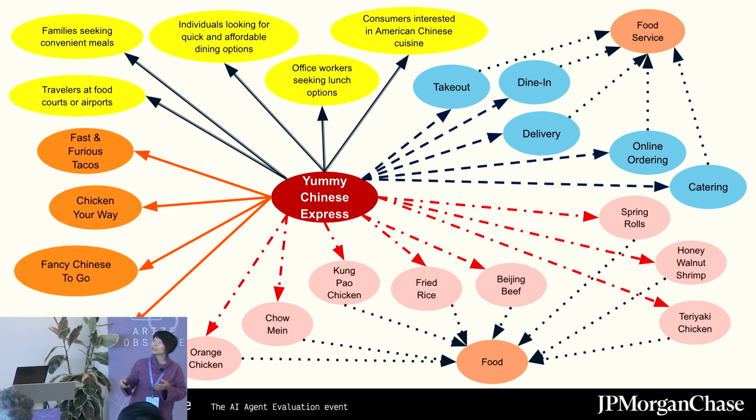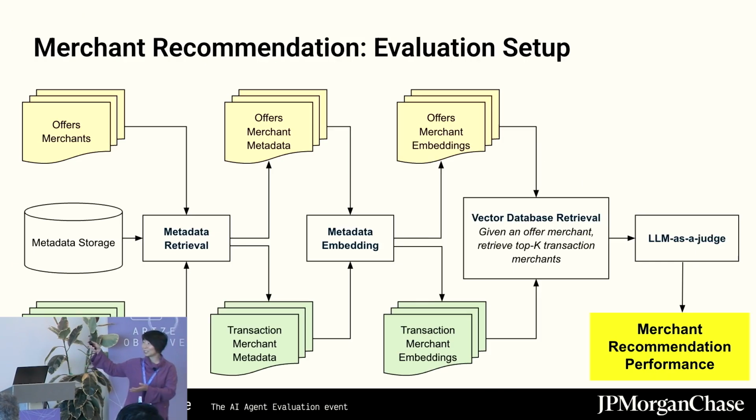And then the orange are, again, obfuscated names. They're not real names, but everything else is true and factual. And so this is a knowledge graph. Now, how do we evaluate all this?